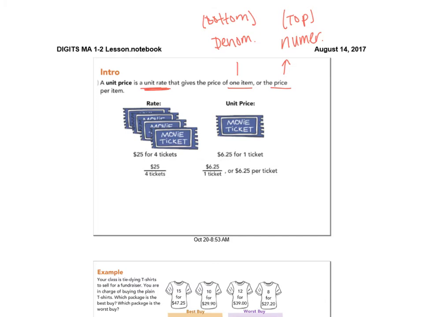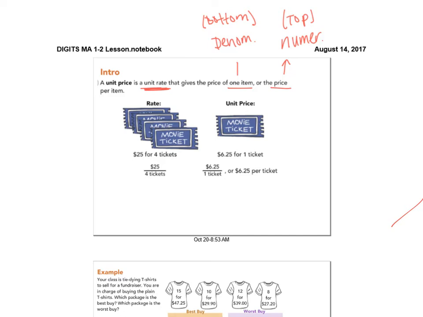Alright, so in this example, it had $25 for 4 tickets. And this is something that happens in everyday life. So you might go to the movies, and a sale might be happening where it's $25 for 4 tickets, or a concert, whatever it may be. But you might want to know, well, how much is it for one? That way you know how much each person would have to pay, okay? So this is something that happens in everyday life, and this is why it's really important that you understand unit price.